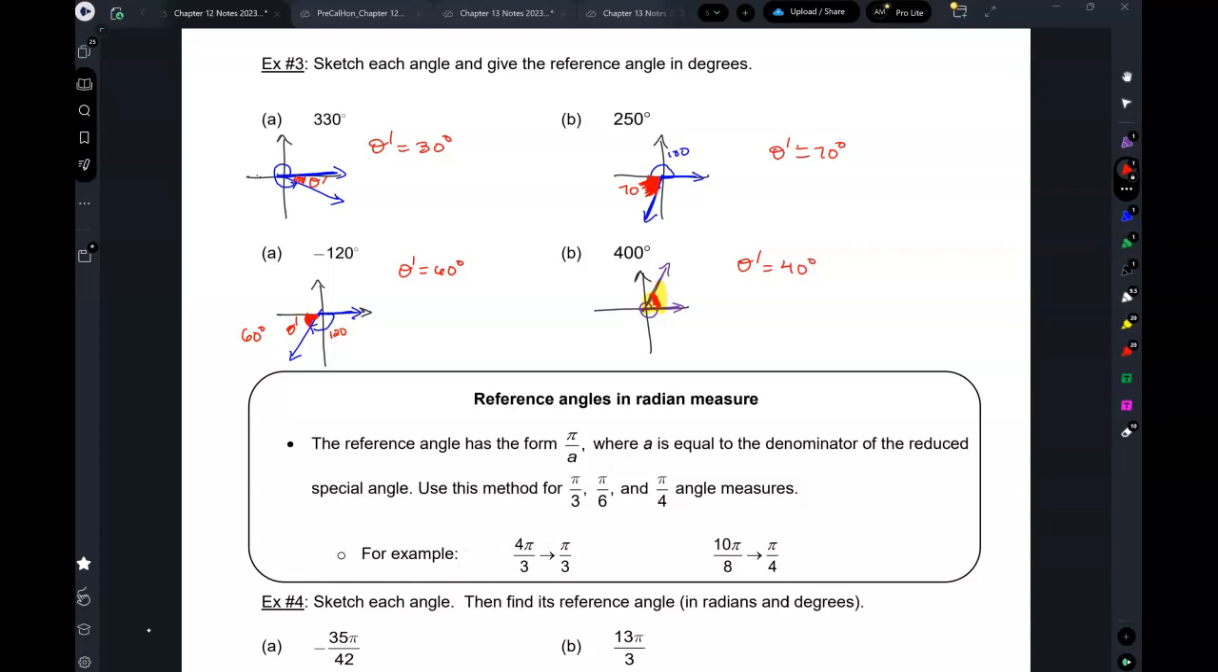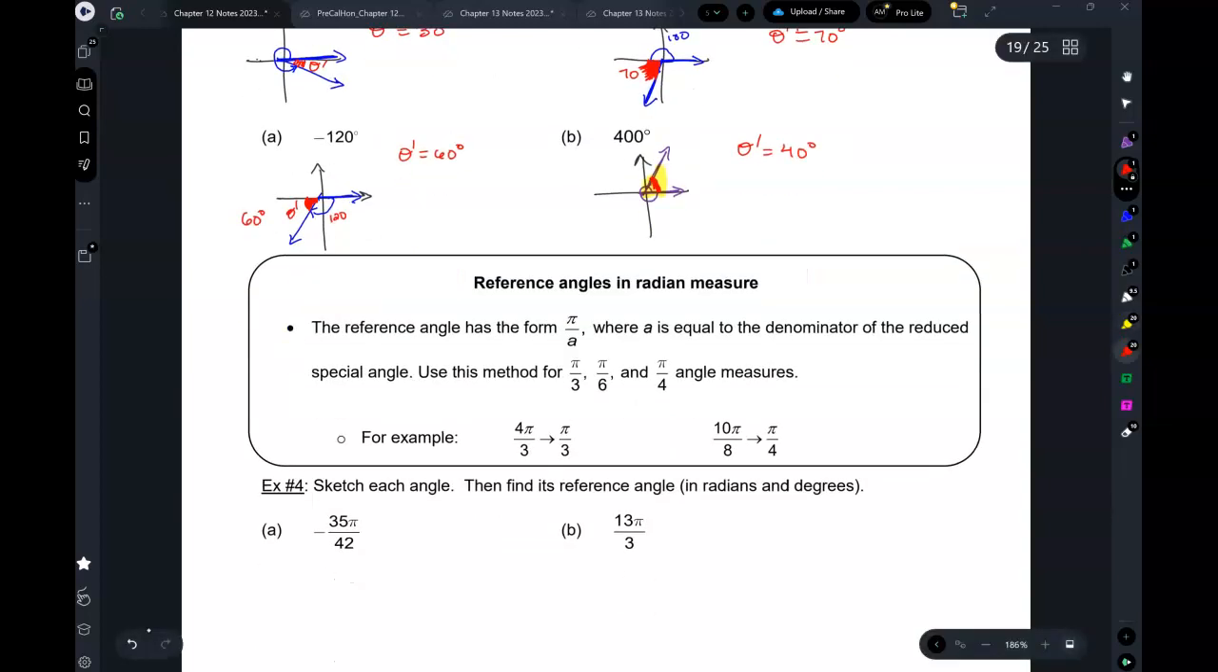Now, questions? Now, here's an argument to why working with radians is actually easier than degrees. You ready? Because when you have an angle in radian measure, if the radian angle is simplified, like 2 pi over 3, right? That's simplified. Then the reference angle is just pi over the denominator. That's it. No math involved.